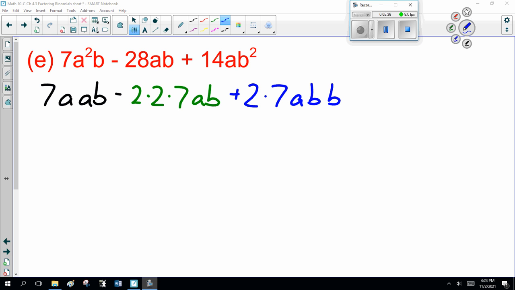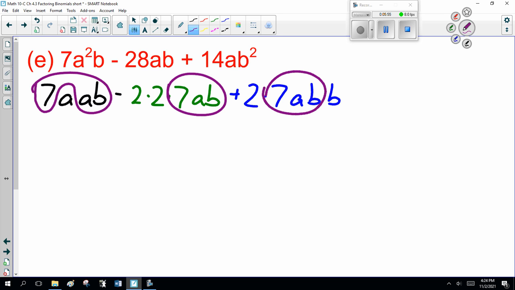All right, now, I had to stop and think for a sec. 28 is 4 times 7, which is 2 times 2 times 7. Now, once you get this far, you go, what's the common factors? All right, I see a 7 in them. I see an a and a b. So 7ab. I divide everything by 7ab.